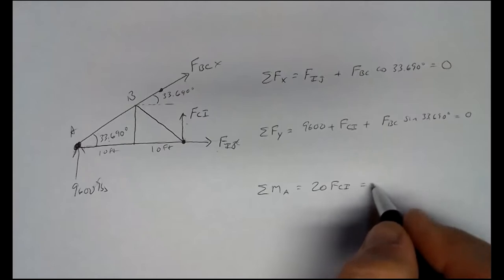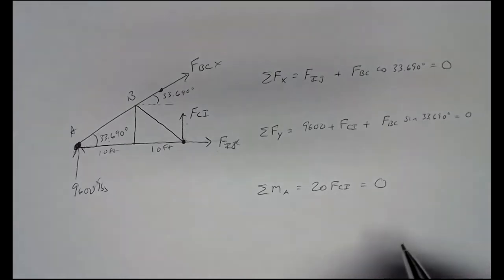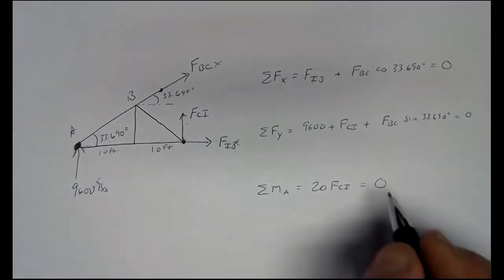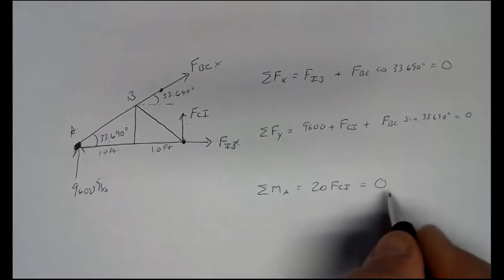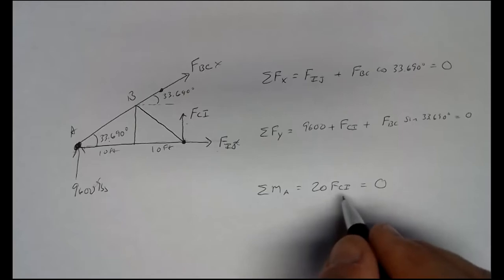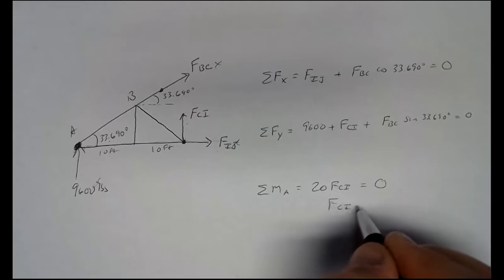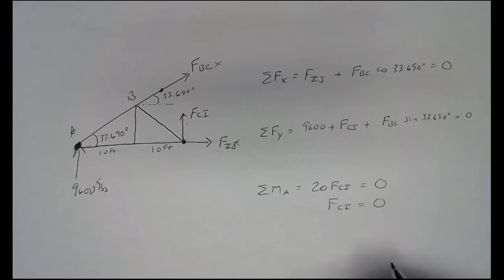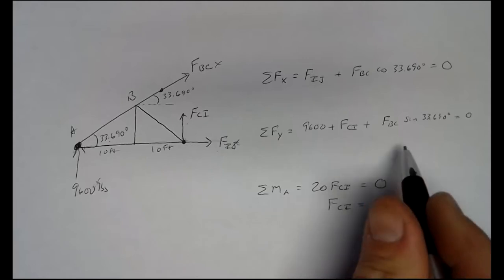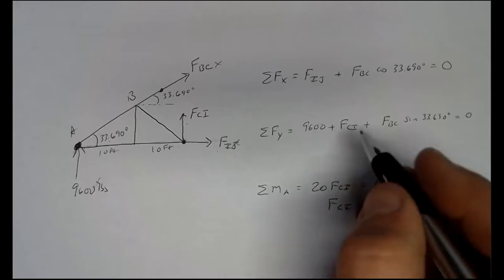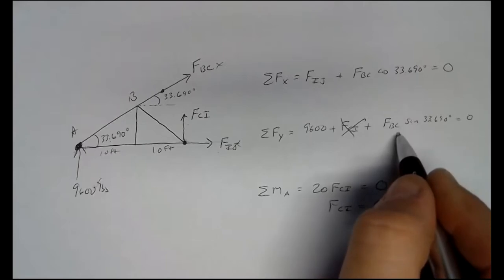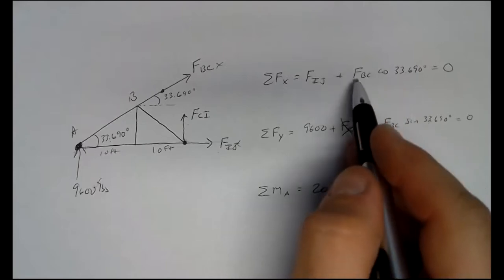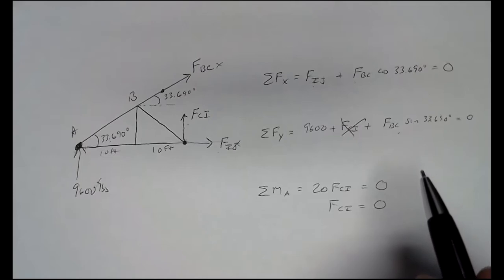There are no other forces trying to create moments, so that sum of moments must be zero. If 20 times something is zero, that something must be zero. FCI is zero. In this configuration, member CI is unloaded. Well, that produces a pretty good simplification here. We drop out FCI and we can solve for FBC. Once we know FBC, we can solve for Fij.